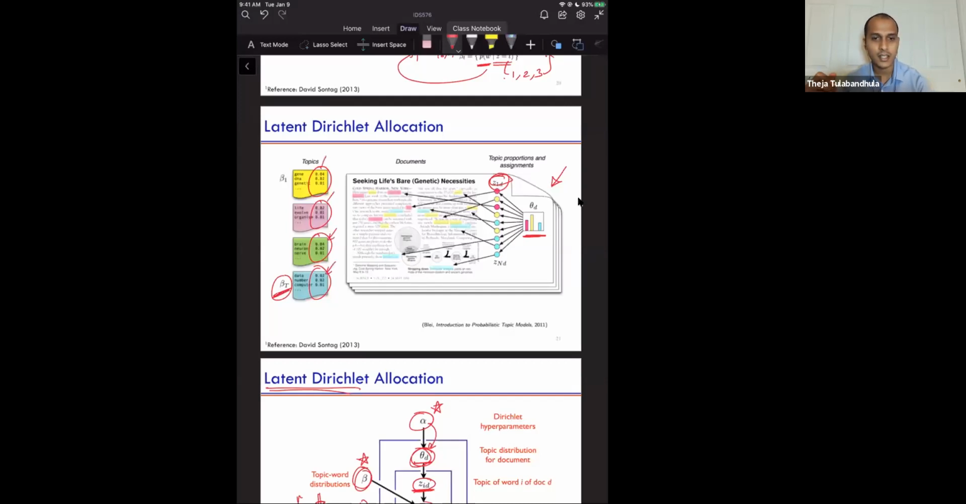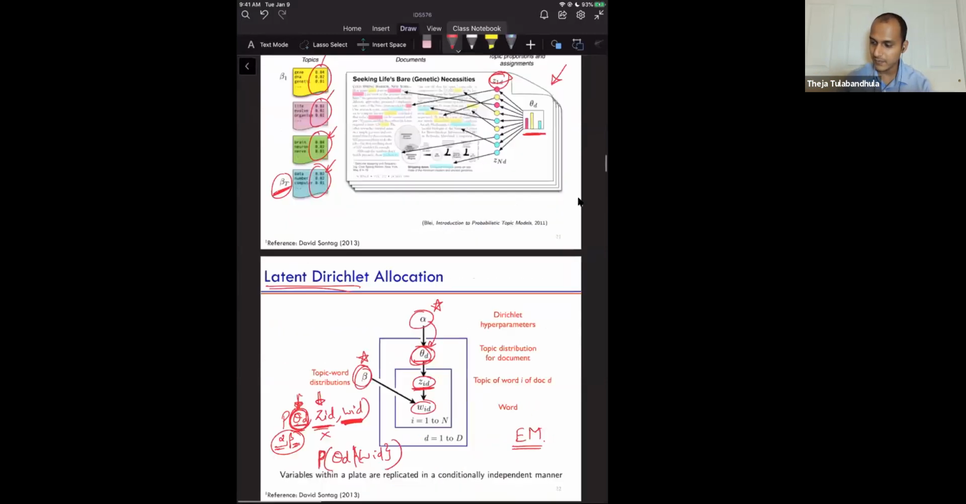But once you get these distributions, then maybe you can sort them according to those words which have the highest probability, and then maybe those words give you a sense of what the topic is about. That's how you post hoc interpret these topics to be sports versus weather versus something else.